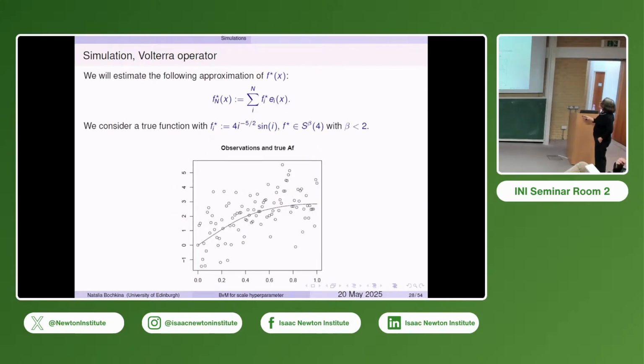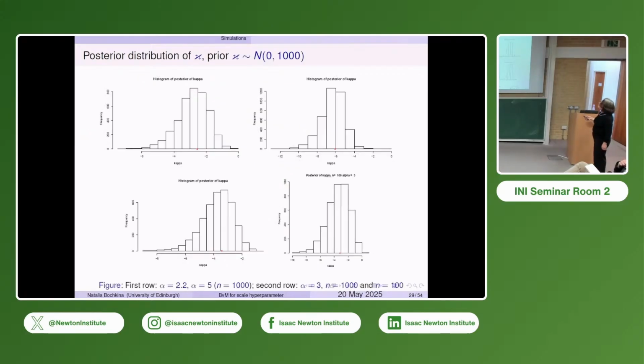So he picked these particular coefficients for the true function, and these are the observations for this data and true function f. I think beta is nearly 2 in this case. And this is the posterior distribution of kappa. I've tried to approximate the non-informative prior. So first I did the normal with a large variance, right? So locally it's almost like a constant, just to run the MCMC and see what you get.